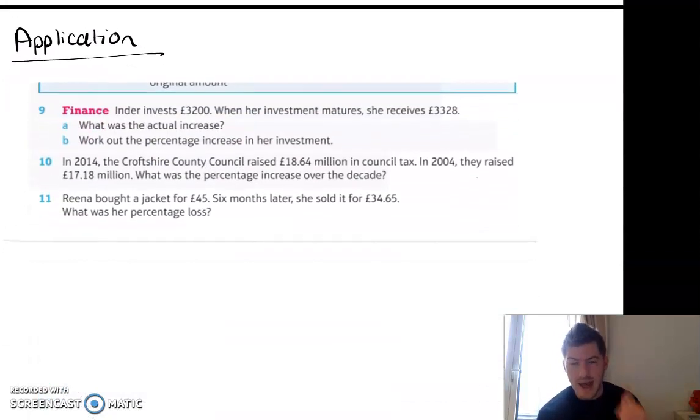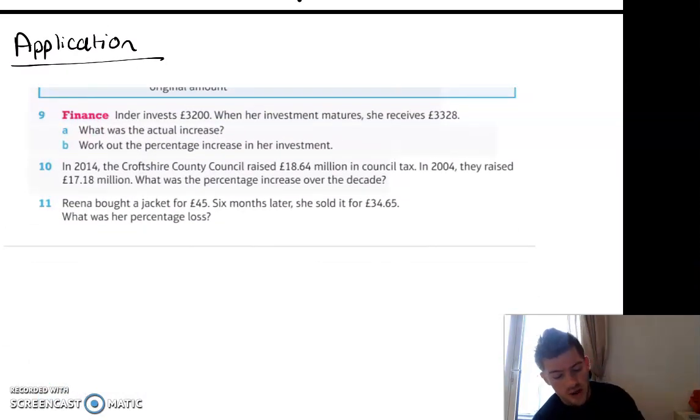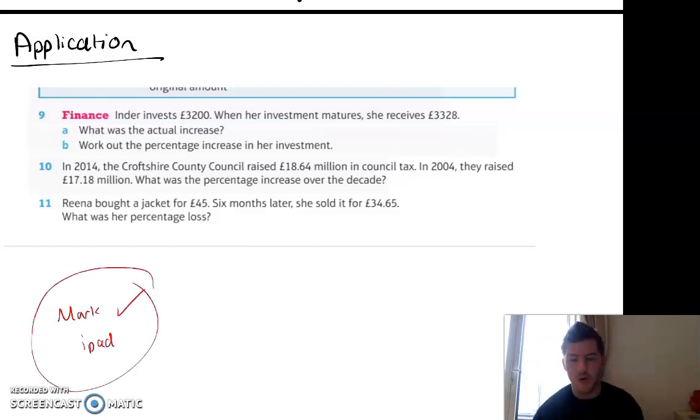And last but not least, application. I want this all written, all in your book, because every Thursday I mark your work with my iPad. So you're going to do this one handwritten, no Google Forms today. I want some proper maths on paper, and I'll get that marked. Well, I'll see you guys soon.